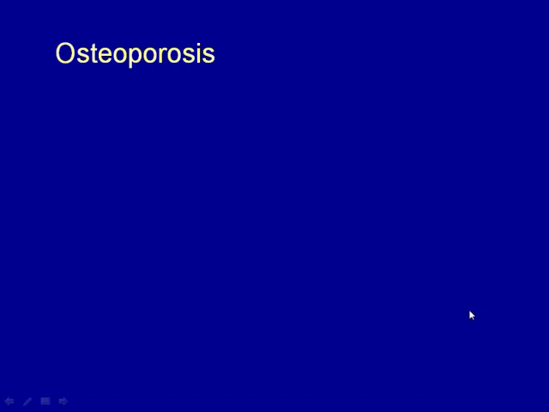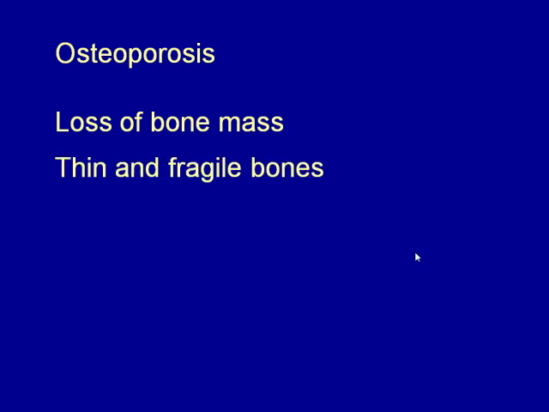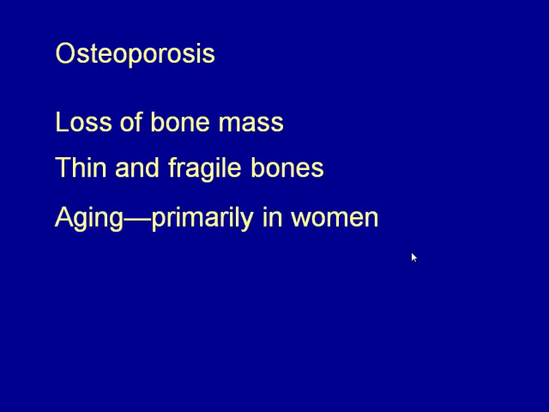One of the homeostatic imbalances of bone is osteoporosis, which is a loss of bone mass. And this particularly occurs in the spongy bones of the vertebra and the hip. What happens is the bones get thin and become very fragile. This is a disease primarily seen in women as a result of aging, so you see it in older women.